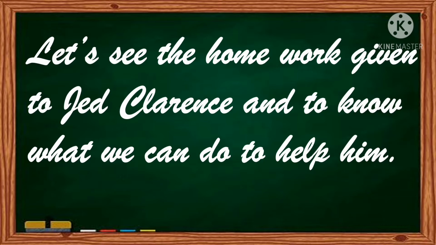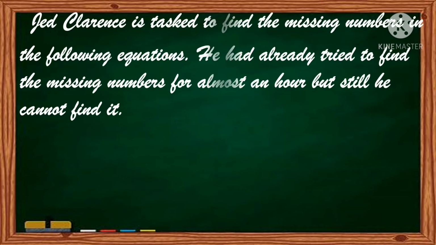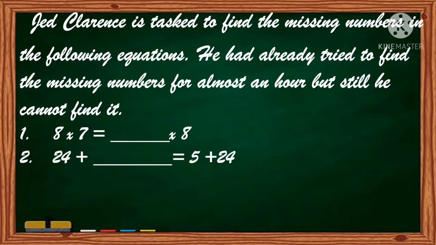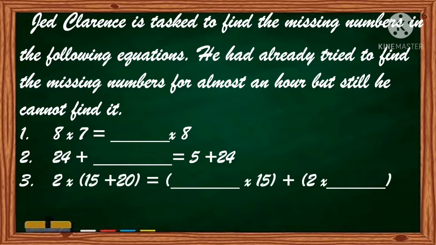This was the homework given to Jed Clarence, and let's find out how we can help him. Jed Clarence is tasked to find the missing numbers in the following equations. He had already tried to find the missing numbers for almost an hour, but still he cannot find them. The equations are: number 1, 8 times 7 equals blank times 8. 2, 24 plus blank equals 5 plus 24. Number 3, 2 times (15 plus 20) equals (blank times 15) plus (2 times blank).